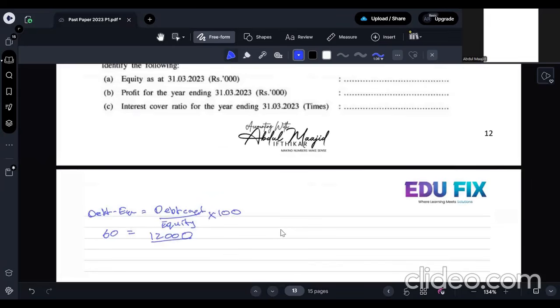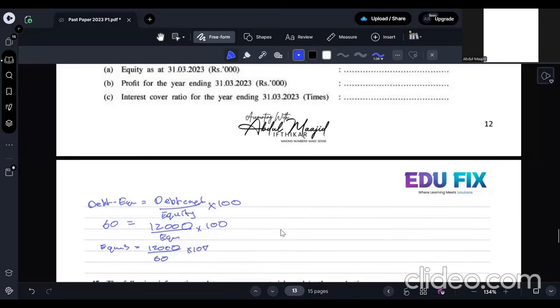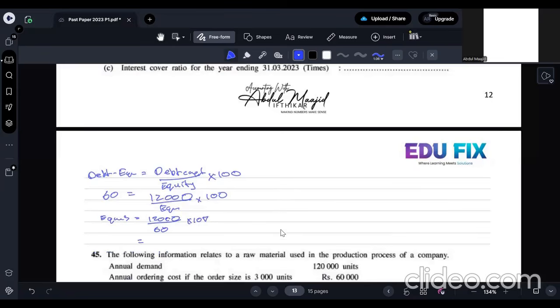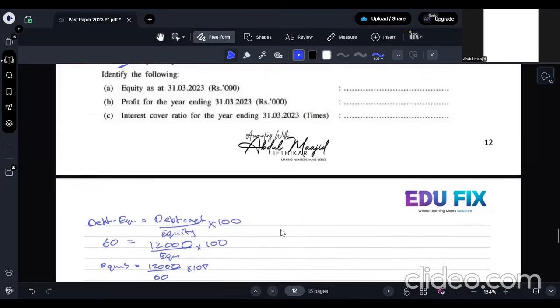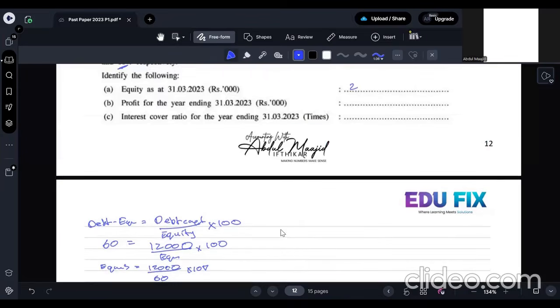Equity we don't know, into 100. Then equity equals 12,000 divided by 60 into 100. That will give you 20,000. Equity 20,000 in thousands. Here we put the values in thousands, right? Equity will be 20 million.